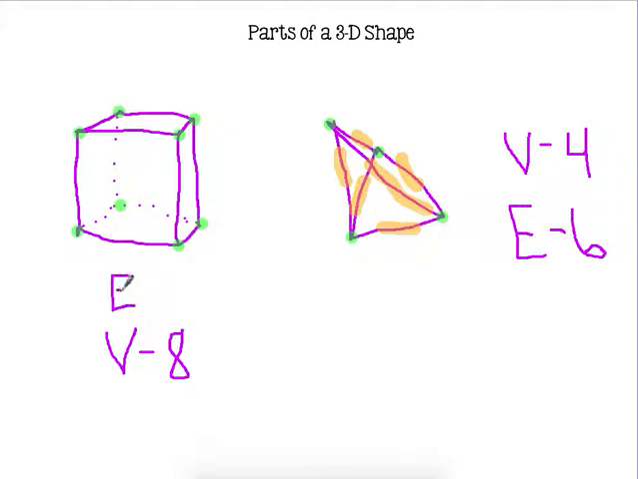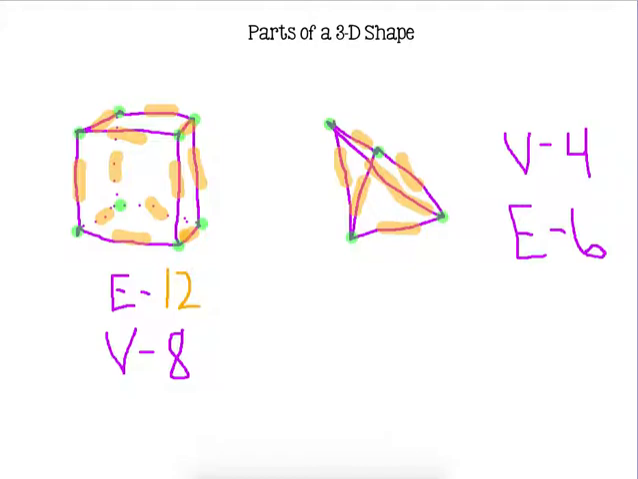Now the edges on our cube are 1, 2, 3, 4, 5, 6, 7, 8, 9, 10, 11, 12. You cannot forget the ones that you might not be able to see. So our edges are 12. So the ones behind the shape that you might forget about, you still have to count.